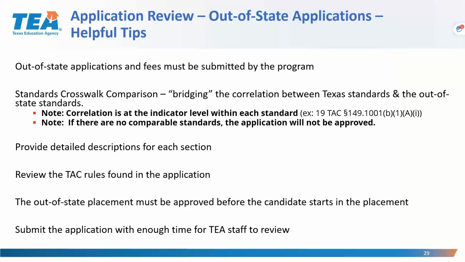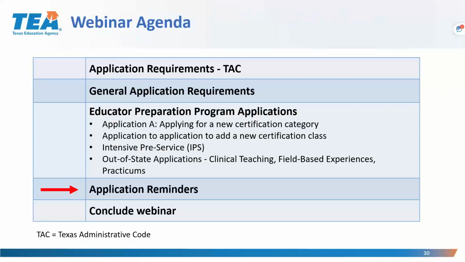Now that we've reviewed the 4 types of applications, let's see what's next on our webinar agenda. We've reviewed the application rules found in TAC, general application requirements, and 4 types of applications: Application A, the application used to add a new certification class, the IPS application, and out-of-state applications. Before we conclude this webinar, let's review some application reminders.